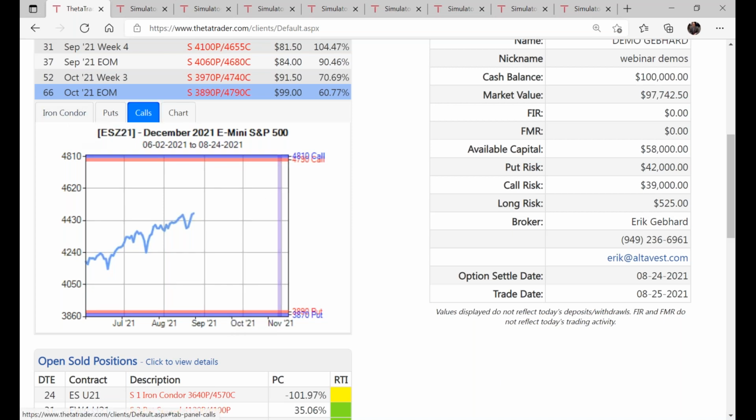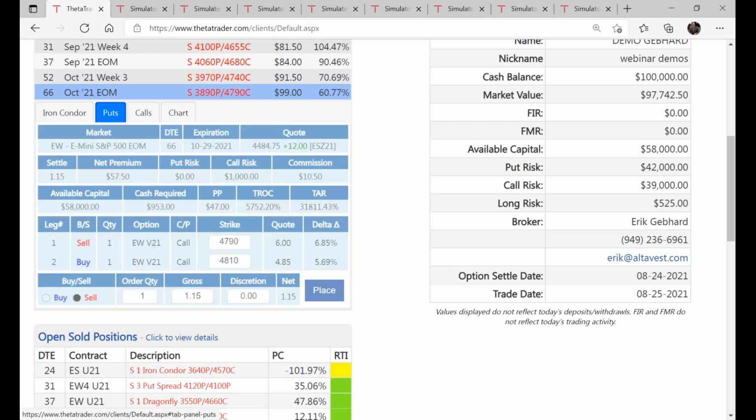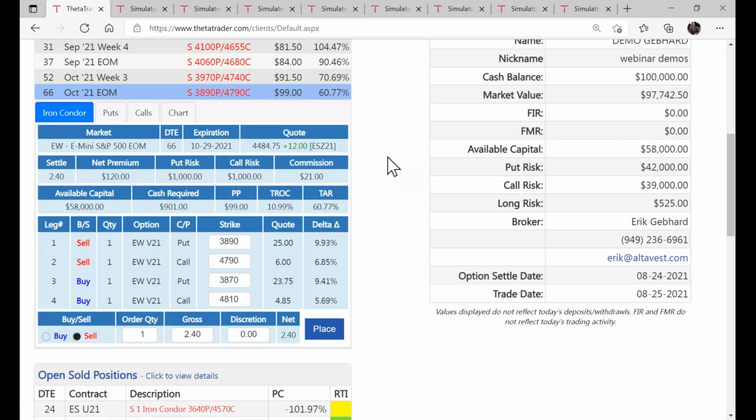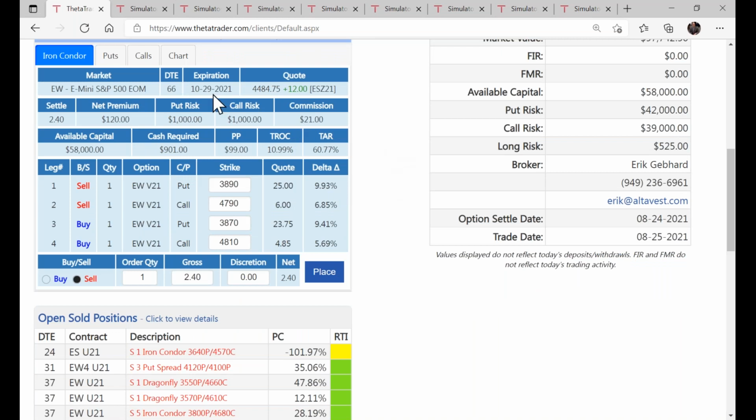You can look at the calls separately. You can look at the puts separately, and then here's the whole package, the Iron Condor. And you'll notice here it has 66 days till expiration, and it gives you the expiration date. I won't go through everything here, but one thing to keep in mind is the cash required and the profit potential, and this is your targeted return on cash, just about 11%.